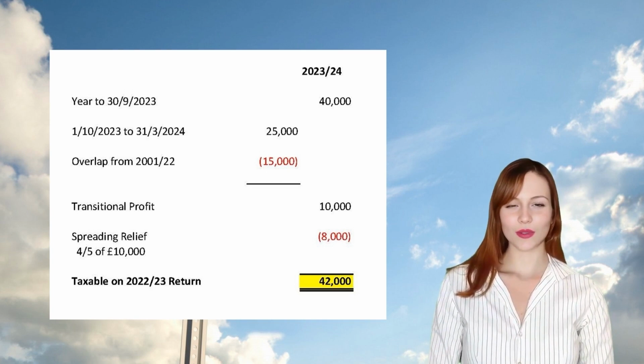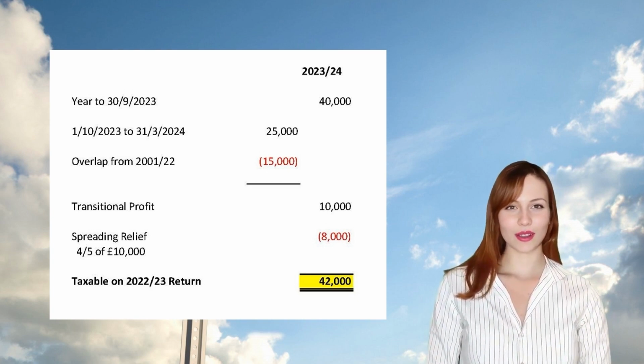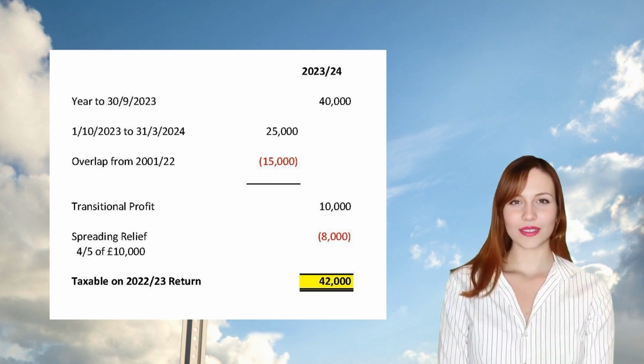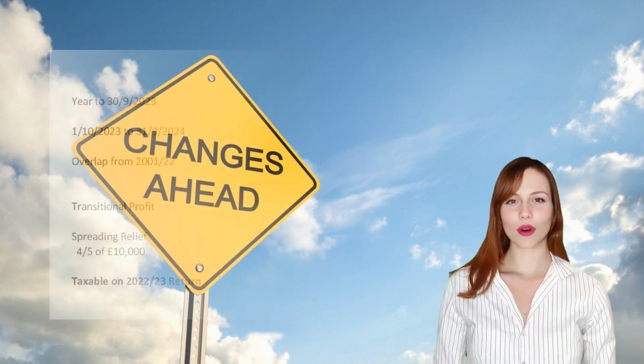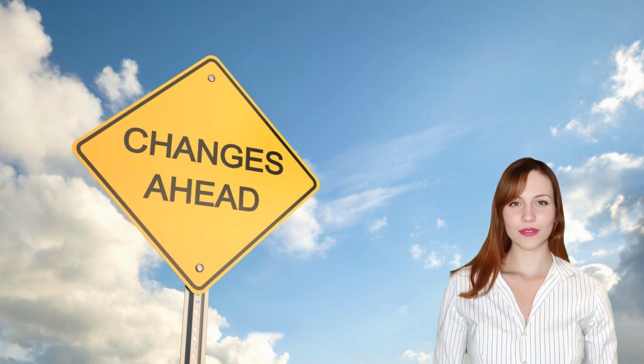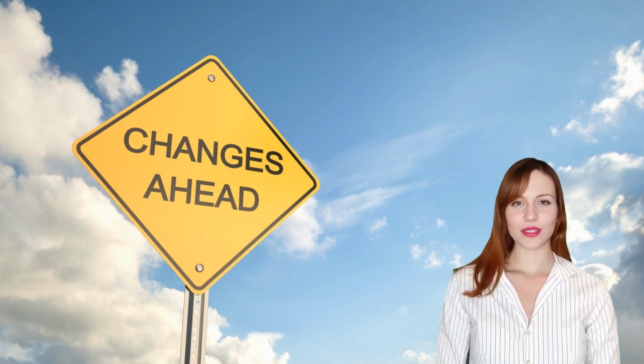This does get really interesting if there are losses in either the year end or transitional period, or you have overlap losses instead of profits. Once we do get over the initial change, it will make life more straightforward. The accounting year and tax year will be aligned for nearly all businesses.